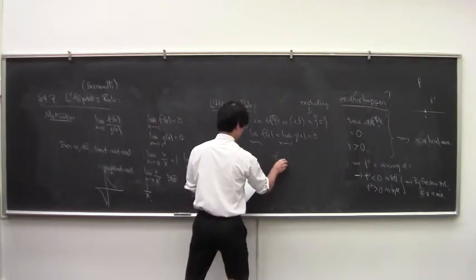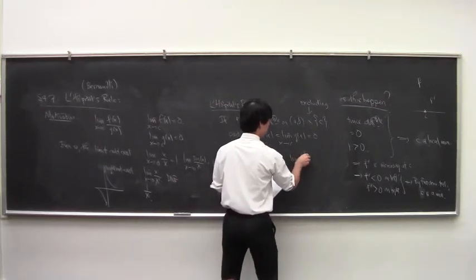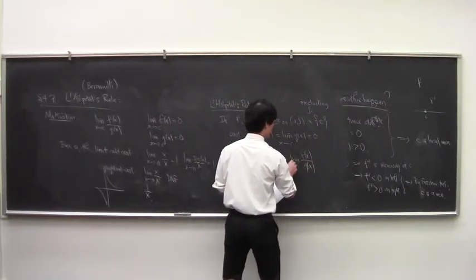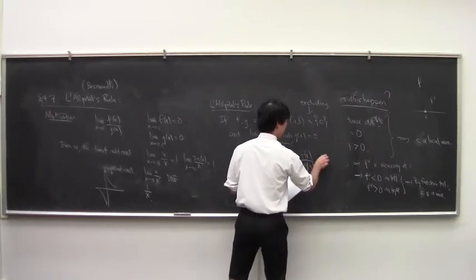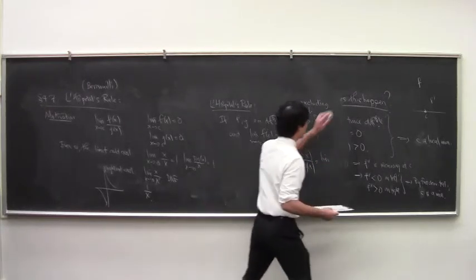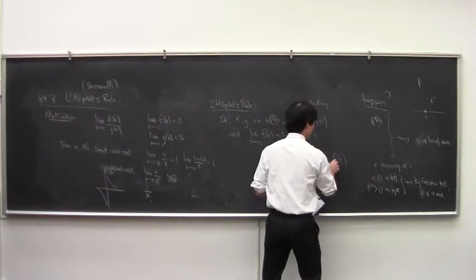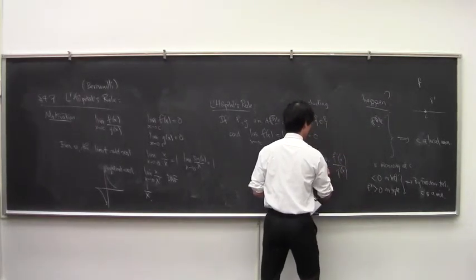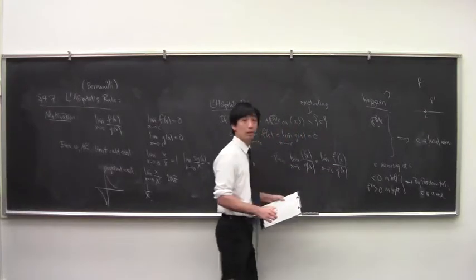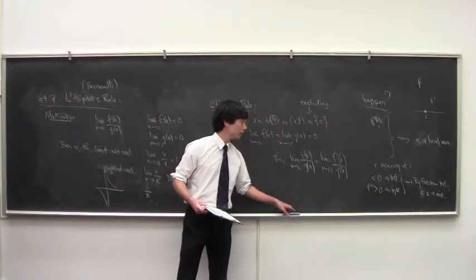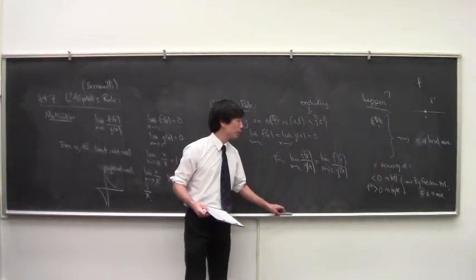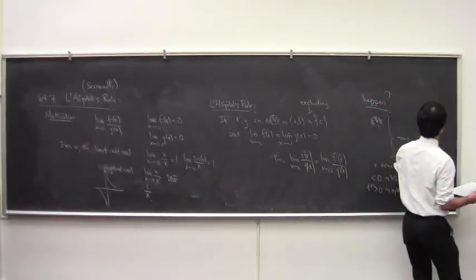Then the limit of the quotient actually can be obtained as the limit of the quotient of the derivatives. The limit of the quotient actually will turn out to be equal to the limit of the quotient of the derivatives.